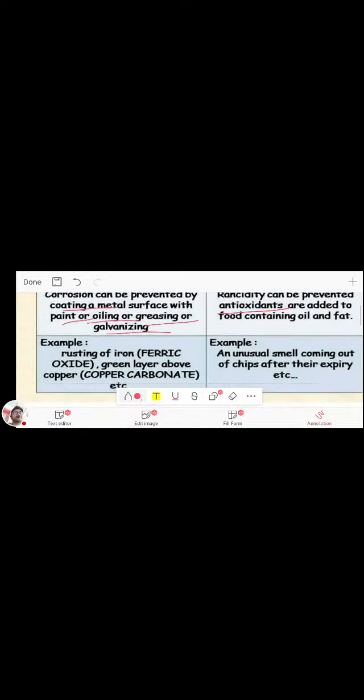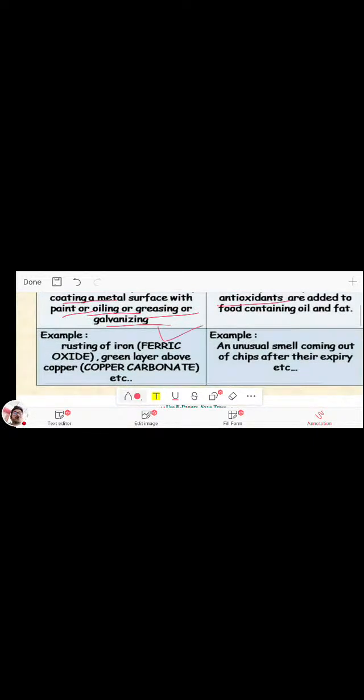Rancidity can be prevented by adding antioxidants and by storing in airtight containers, storing away from sunlight. These are the methods. Example: rusting of iron for corrosion, and here the example is change of smell of chips.